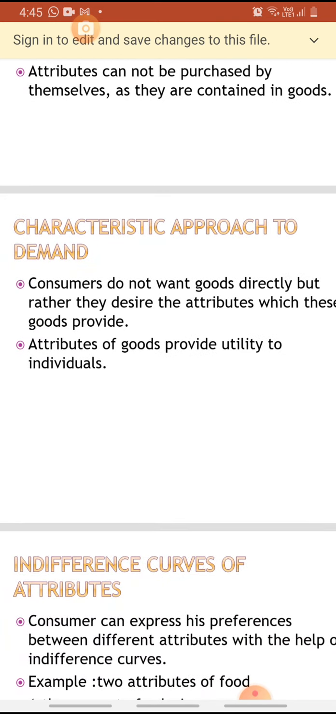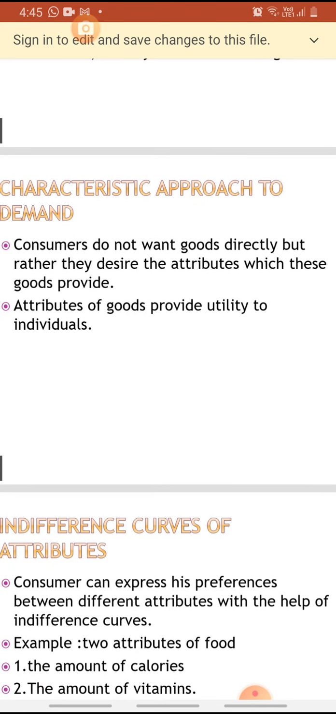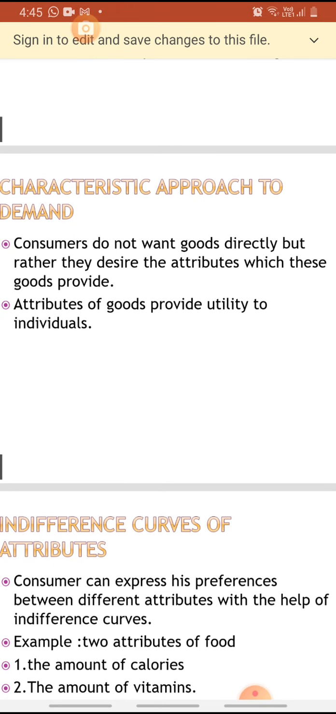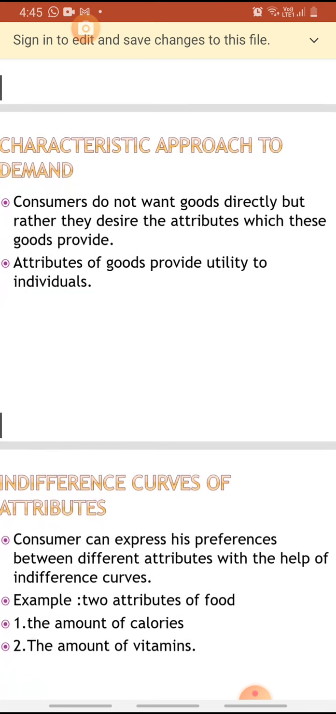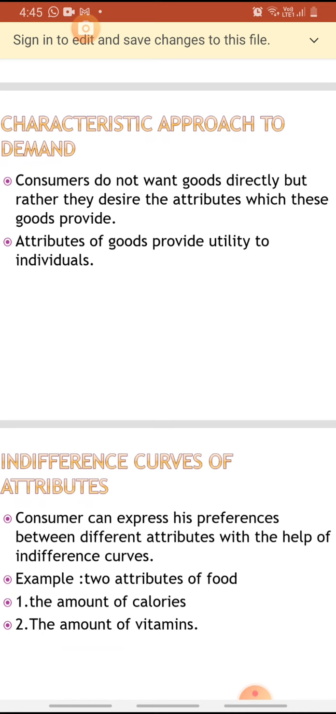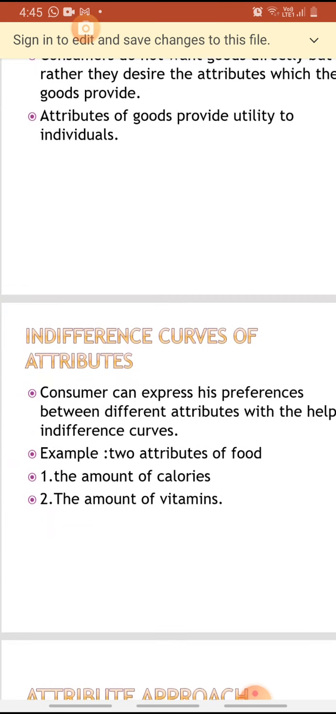So, the characteristic approach to demand is explained with the help of utility. These attributes give utility, so we are going to take the utility approach. Consumers want goods because these attributes give utility to the consumers.